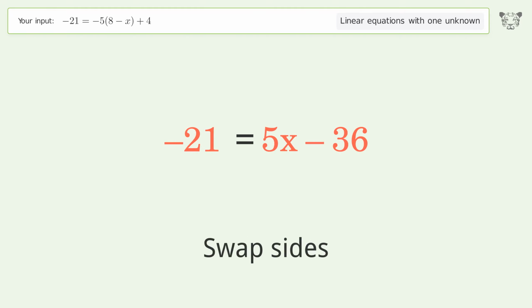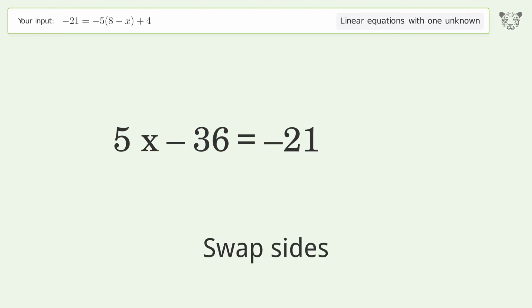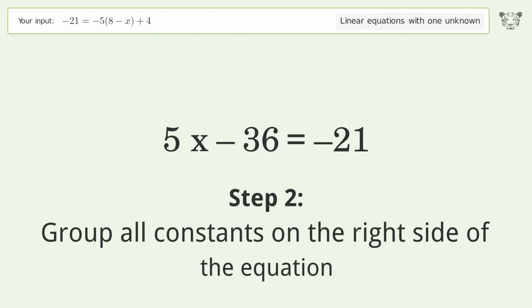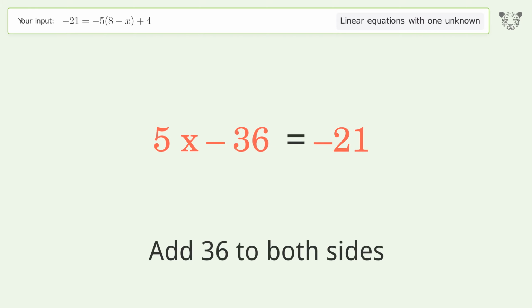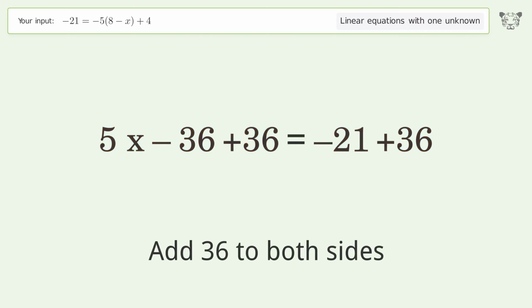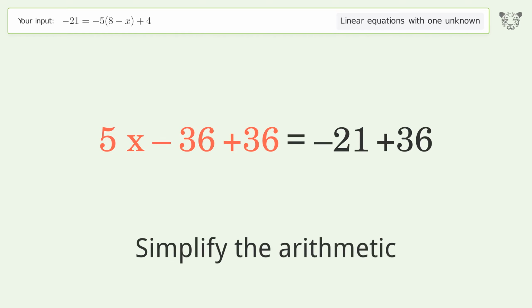Swap sides. Group all constants on the right side of the equation. Add 36 to both sides. Simplify the arithmetic.